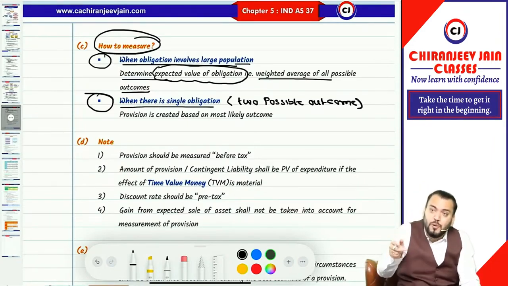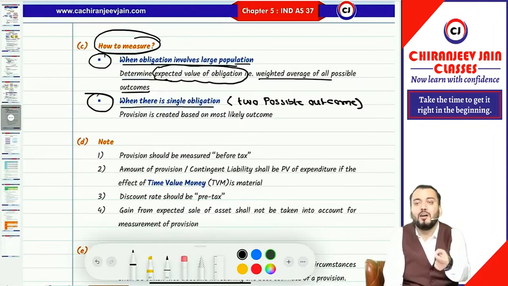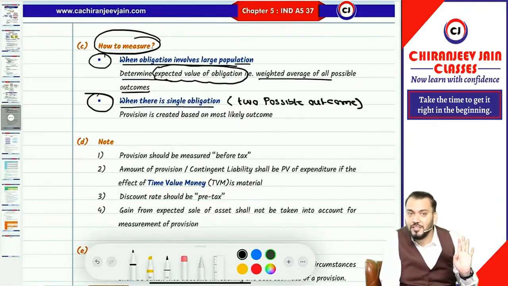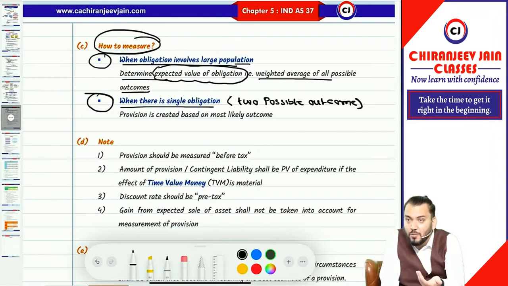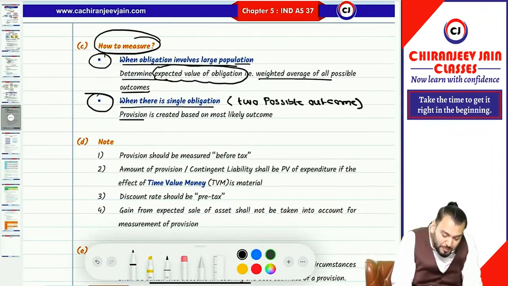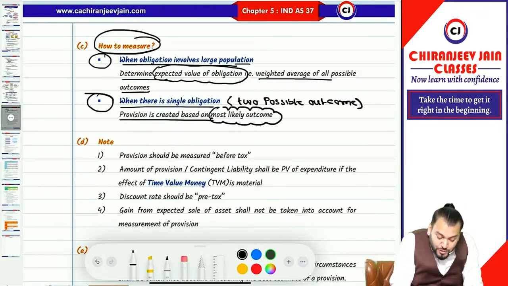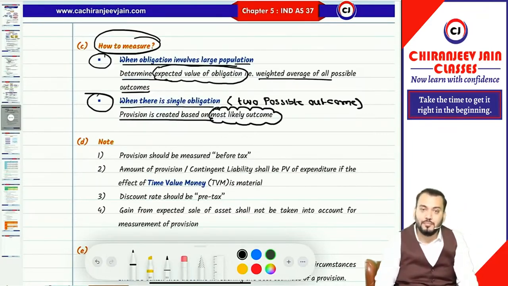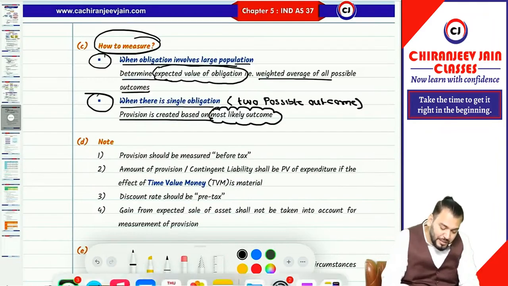When there are two possible outcomes, the most likely outcome will be the amount of provision. The provision will be created based on what? The most likely outcome. This is the keyword: most likely outcome. Have you understood? Let me take one question.